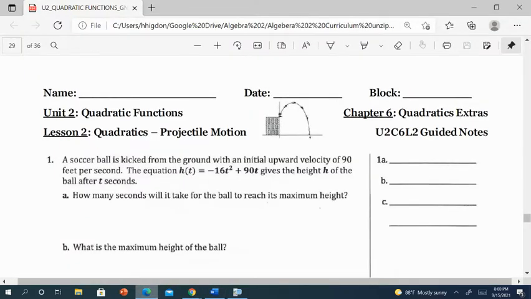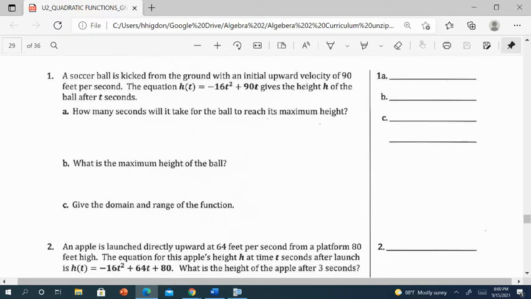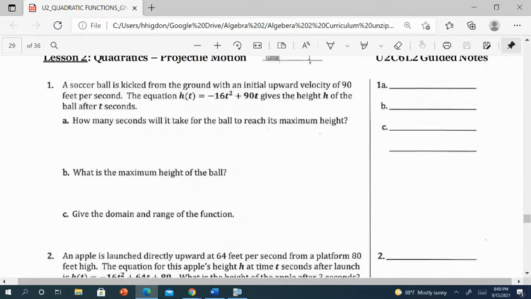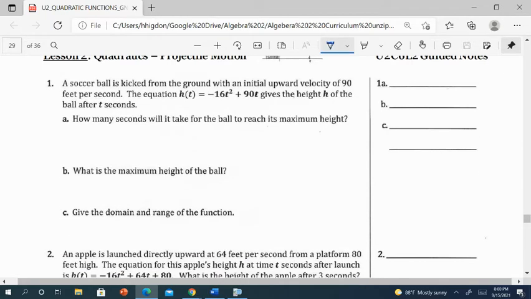So let's go back to example number 1. A soccer ball is kicked from the ground with an initial upward velocity of 90 feet per second. The equation h of t is equal to negative 16t squared plus 90t gives the height h of the ball after t seconds. So basically the scenario that we have going on here is a quadrant 1, kicking from the ground level up, and then it's going to come back down and hit the ground.